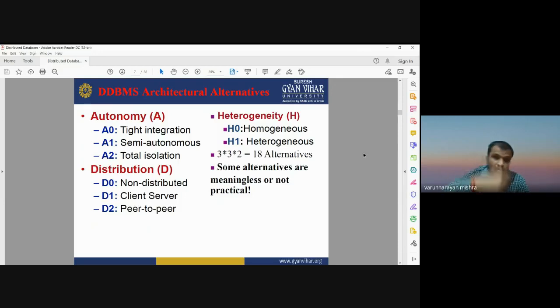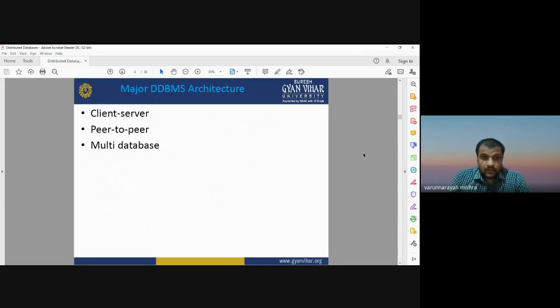Out of all the alternatives, when we see the combination of autonomy, distribution, and heterogeneity, some of the alternatives are meaningless, and some do not have practical implications or practical value. We will see how we can use autonomy, distribution, and heterogeneity for different kinds of distributed database management system architecture. The major DDBMS architectures are based on client server, peer-to-peer, and multi-database.